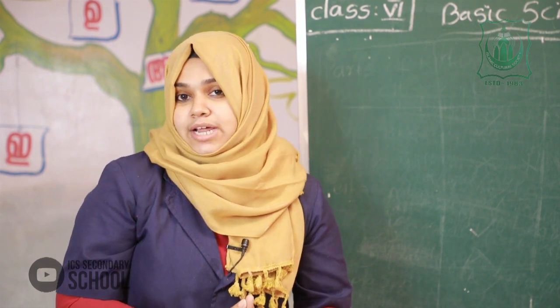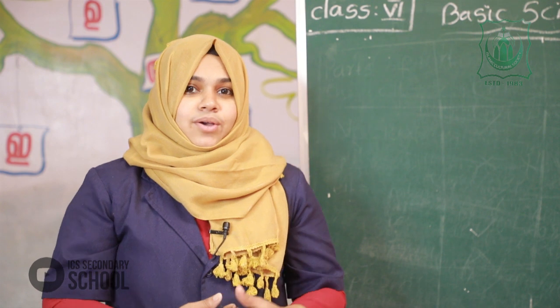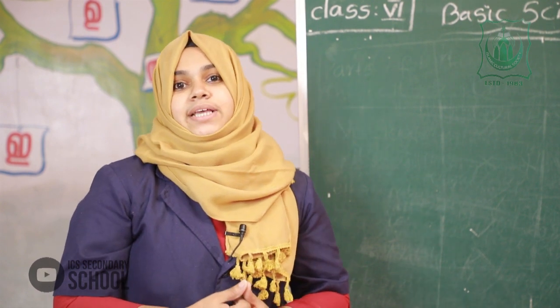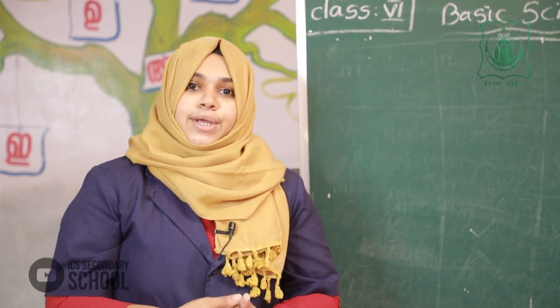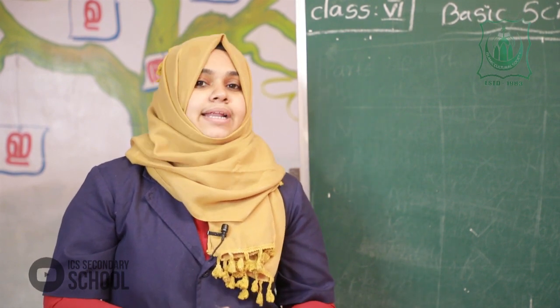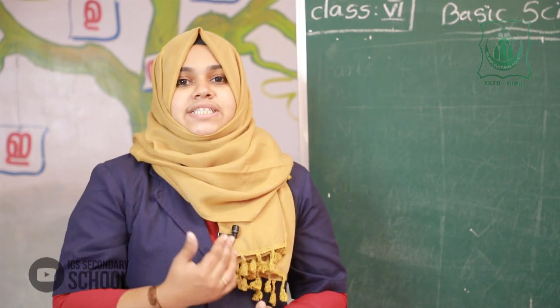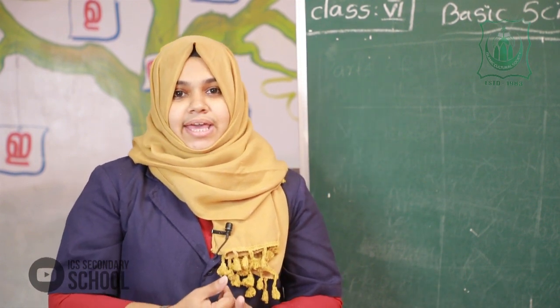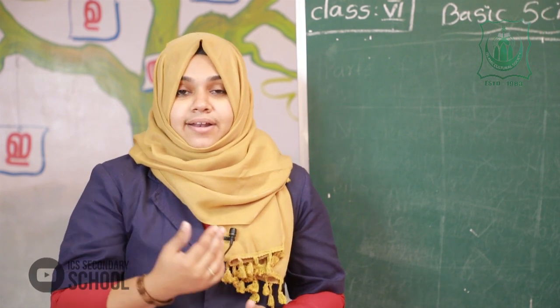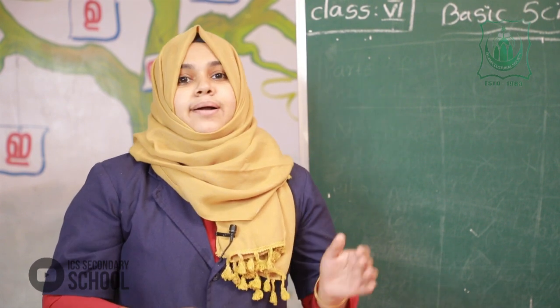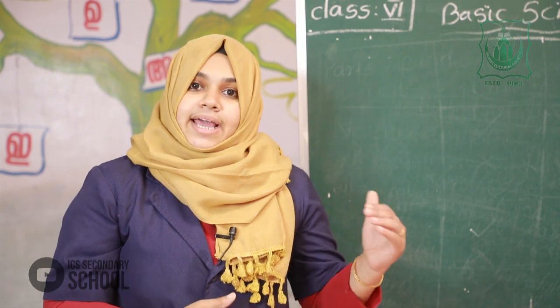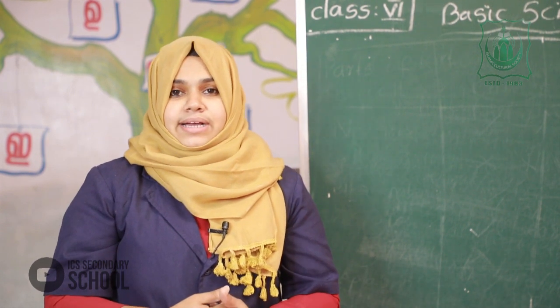Then we learned what is unicellular organism and multicellular organism. Organism with only one cell in their body is called unicellular organism. What are the examples? Yes, amoeba, paramecium, euglena, virus, fungus, etc. are unicellular organisms. Then organisms with more than one cell in their body are called multicellular organisms. Yes, plants and animals are multicellular organisms.